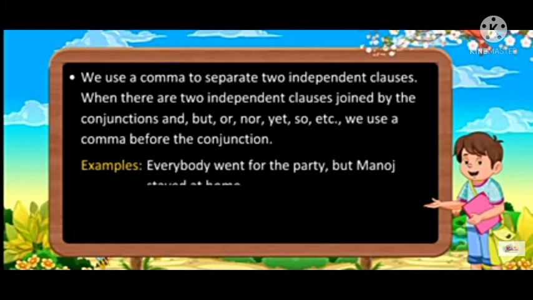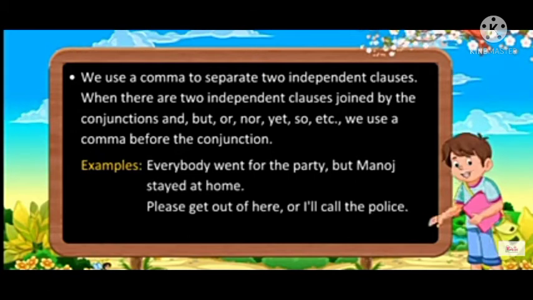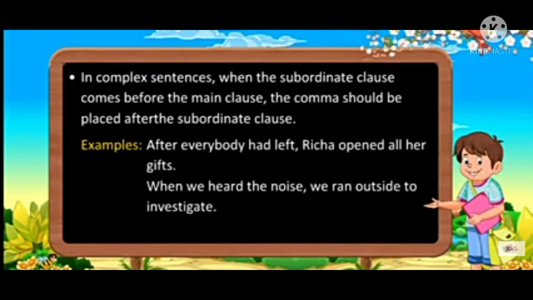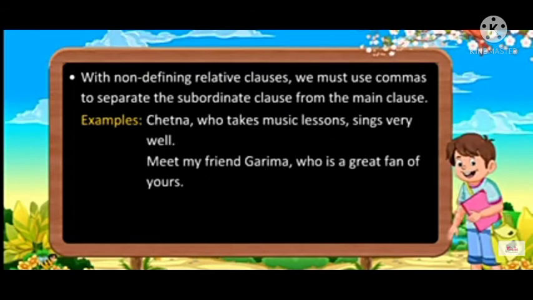7, to set off names to whom we are addressing, and the last one, before tag questions. In complex sentences, when the subordinate clause comes before the main clause, the comma should be placed after the subordinate clause. With non-defining relative clauses, we must use commas to separate the subordinate clause from the main clause.